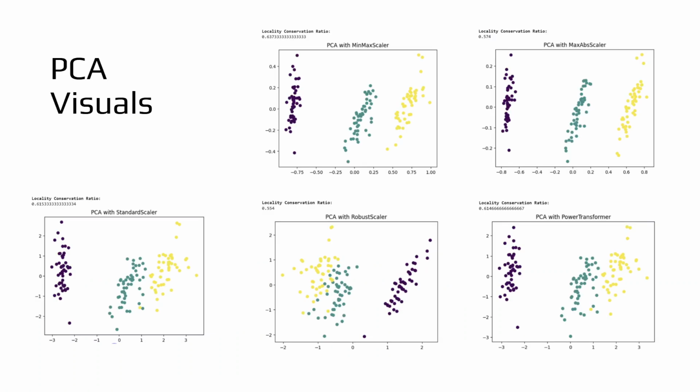So let's start off by looking at the PCA visuals. Right off the bat, we notice that min-max scalar and the max-abs scalar had the best clustering performances. All three classes are very distinct, and we can speculate that that is because min-max scalar and max-abs scalar will exaggerate the distances between the points and allow PCA to pick up on these distances more easily. The standard scalar had a pretty decent performance.